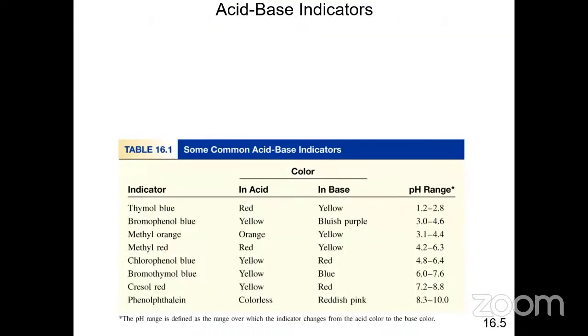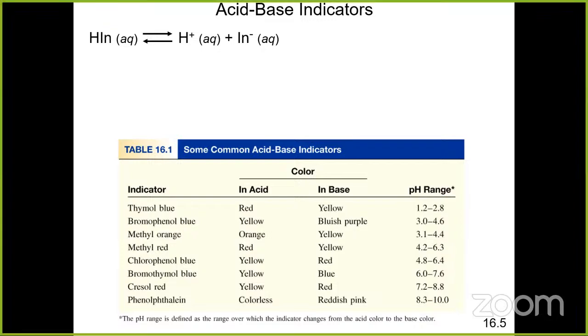Okay, so let's talk about indicators. And we mentioned indicators before because we use them to indicate the point of a titration, the equivalence point, right? Now, you cannot just use any old indicator to do that. You have to be specific in terms of the indicator you choose. And the choice of indicator is mainly dependent on what the pH would be at the equivalence point.